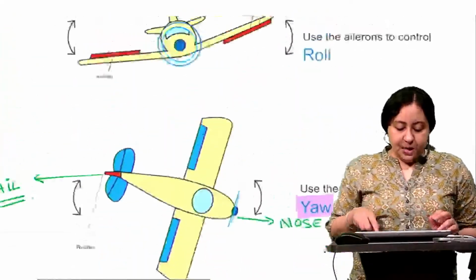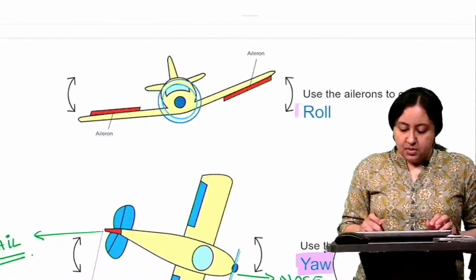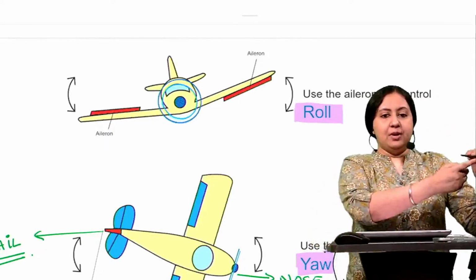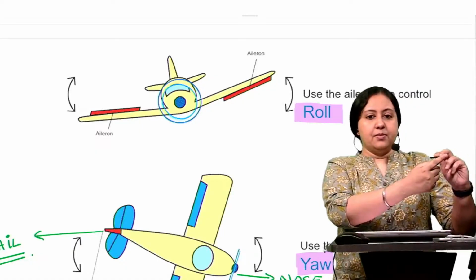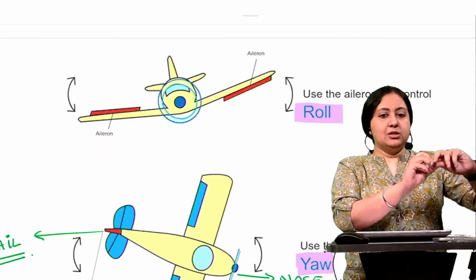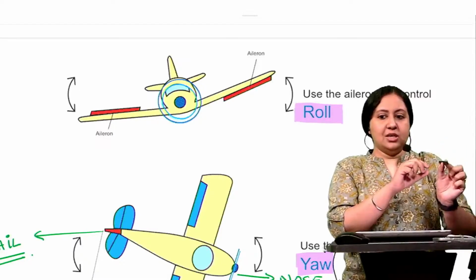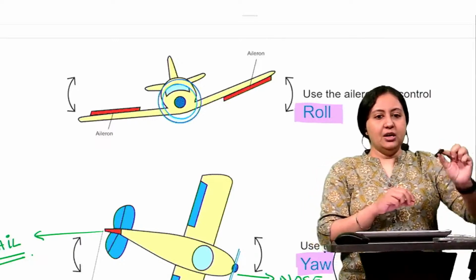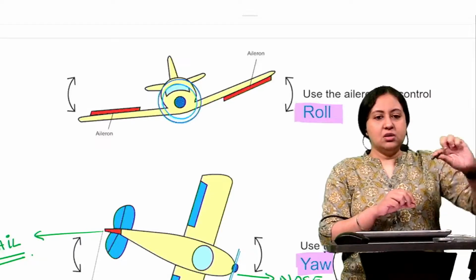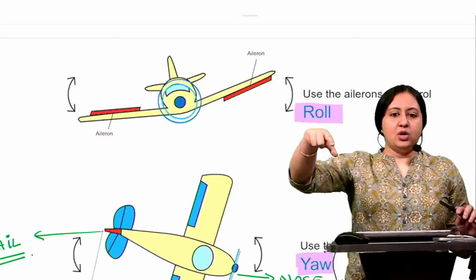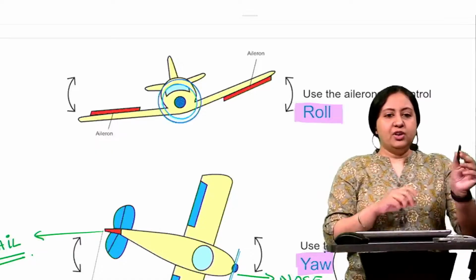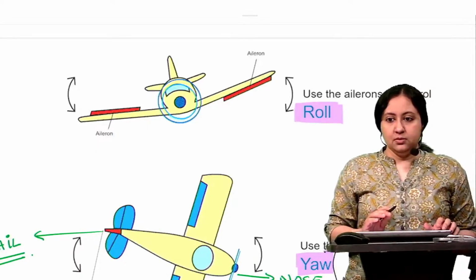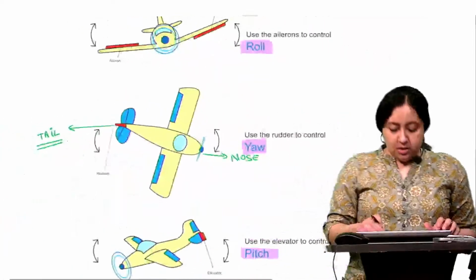Now let's come to roll. If this is the airplane and it is moving in a clockwise or anti-clockwise direction, if it is moving about its wings, in a clockwise direction, it is known as roll. I'm going to explain again.